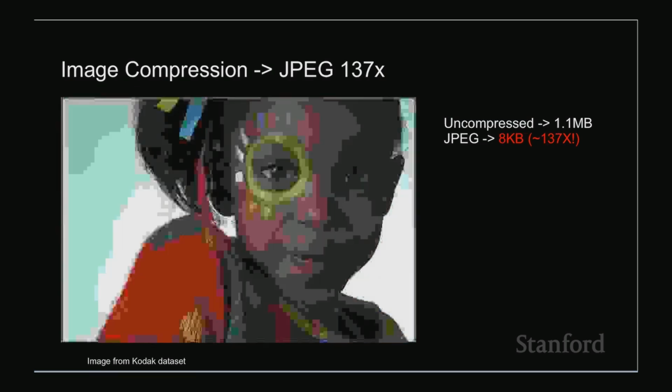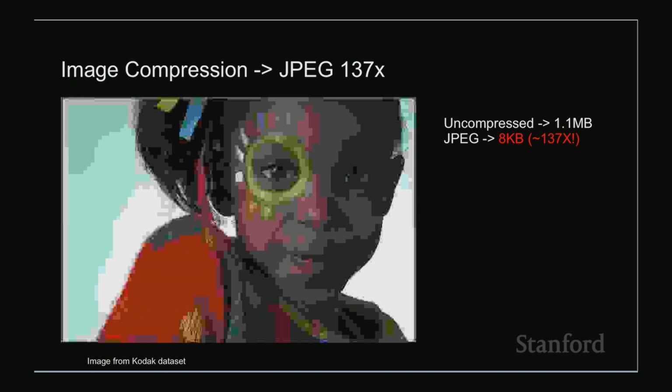Let me compress even more. So this is what happens at like 137x. Now this image is probably pure garbage, no application, no situation where you would accept it, right? So clearly JPEG couldn't compress our initial 1.1 megabyte file to something like 8 kilobytes. At that point, it's clearly not doing very well.